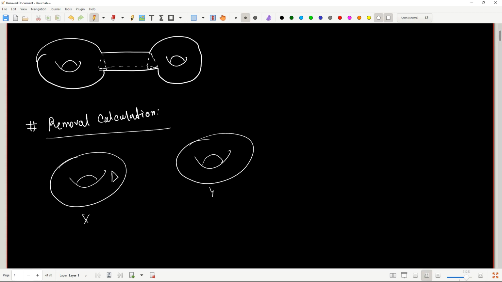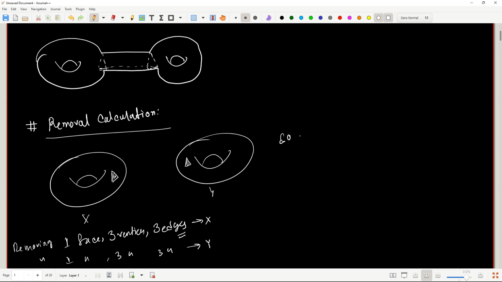So if I remove a triangle from here and I remove a triangle from here, you can see that for X we are removing one face, 3 vertices, and 3 edges, right? Similarly for Y, we are removing one face, 3 vertices, 3 edges.